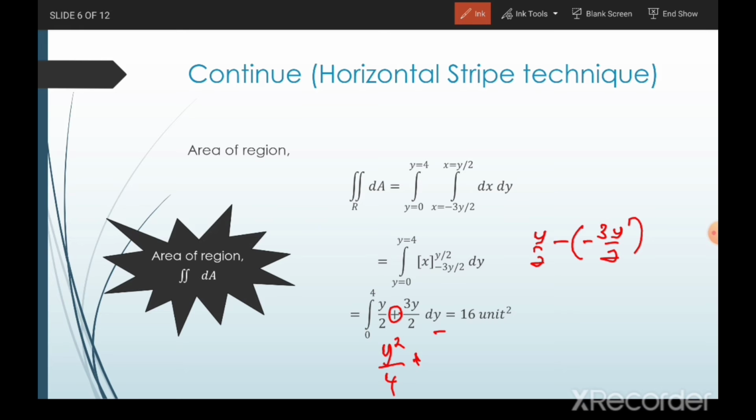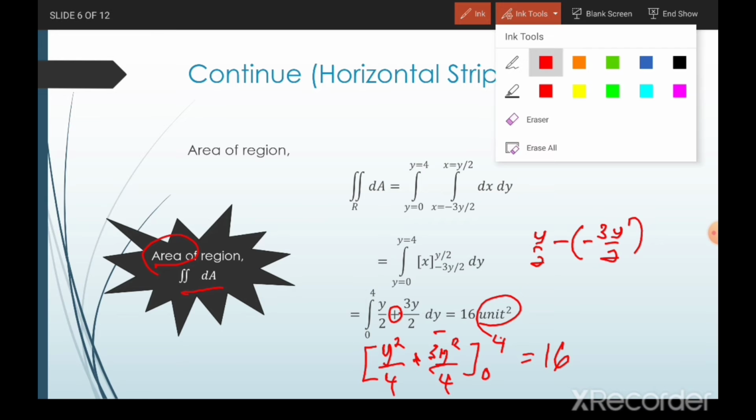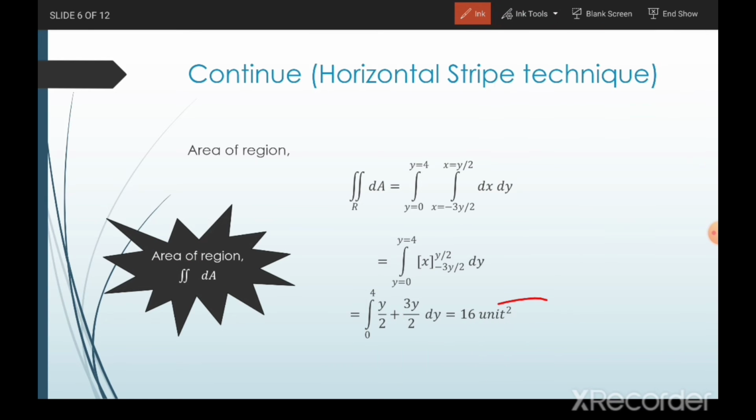Okay, integrate for dy: y power 2 divided by 4, and 3y power 2 divided by 4. Then you get the answer is 16 units. Okay, 16 units square because this is the area, the formula for area.